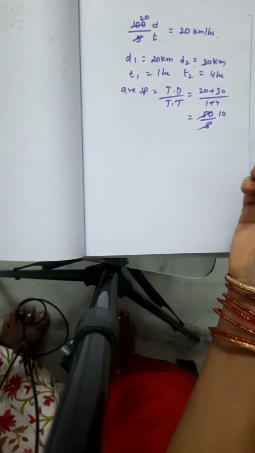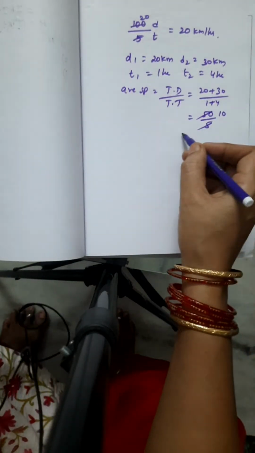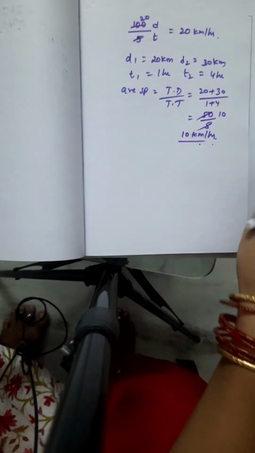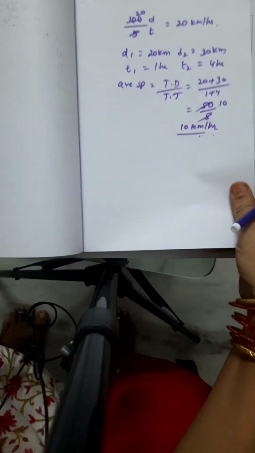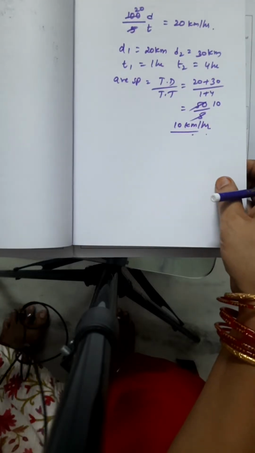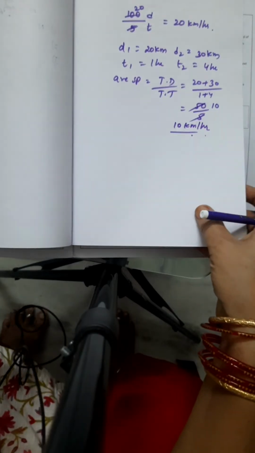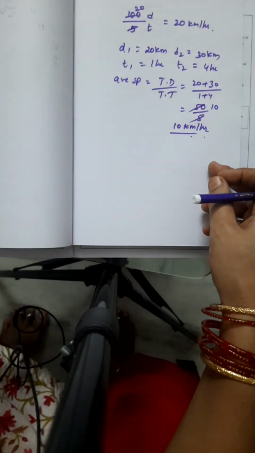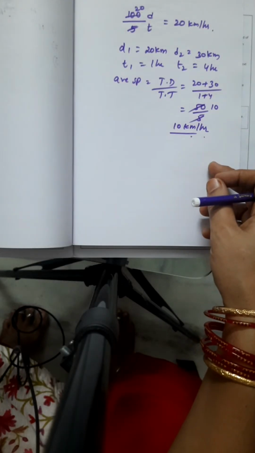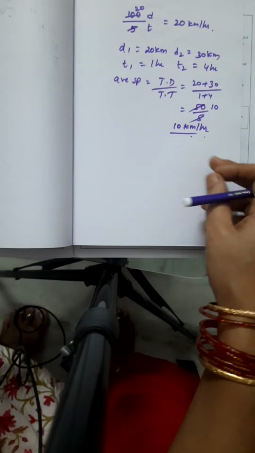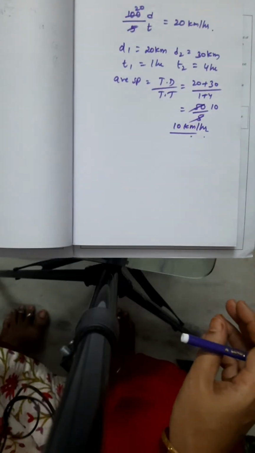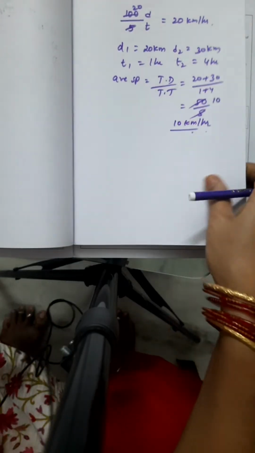Because some of you answered 10 prior to me. Very nice. 10 kilometer per hour. Will you write your name? Who is answering? Who has written 10? So we got 10 kilometer per hour. So this we completed. Okay, Sudhanshu, nice, very good.